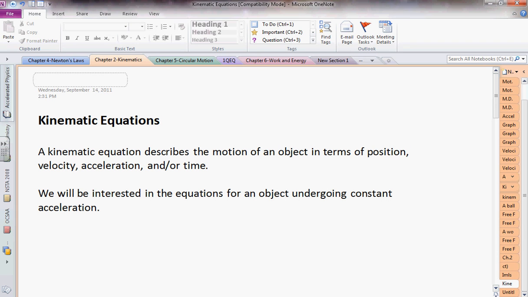Also, the other kind of restraint we put on this is that we will only consider objects undergoing constant acceleration. So if an object has variable acceleration, first of all, these equations don't work, and we would have to use calculus in order to analyze that motion, and that's beyond the scope of the course.